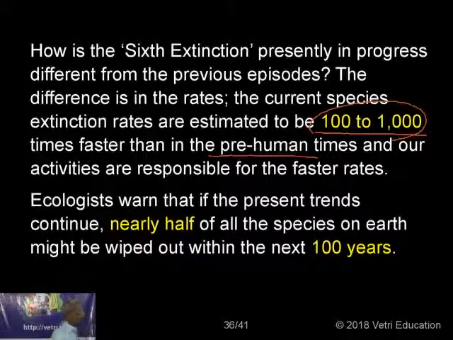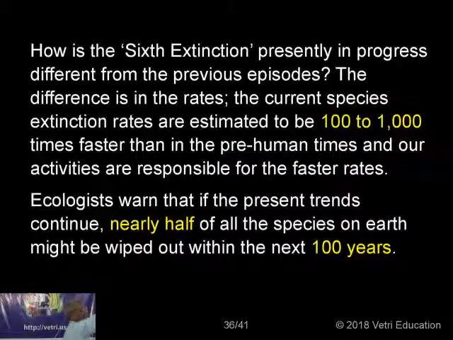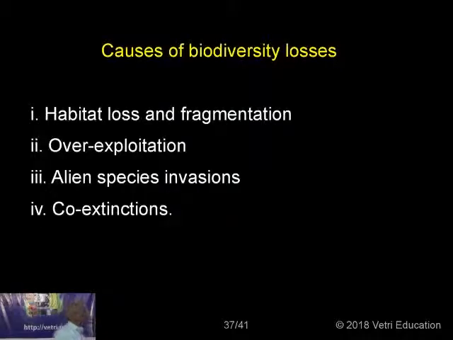Pre-human times it was not that much. Ecologists warn that if the present trend continues, nearly half of all the species on the earth will be wiped off in the next 100 years. Good. That's our contribution to this earth. That's going to be our contribution.